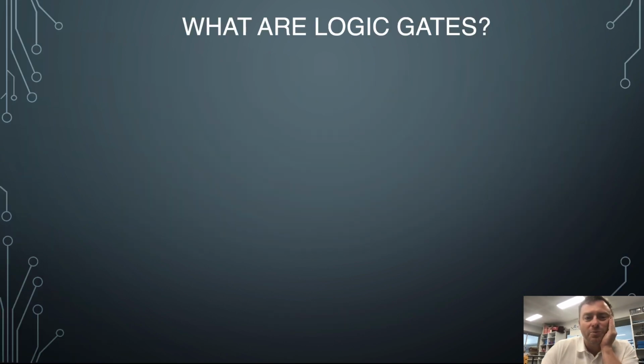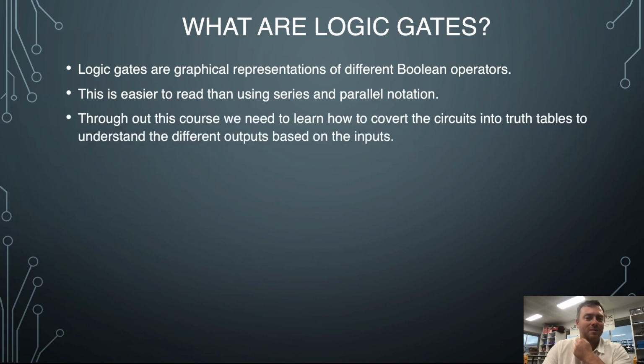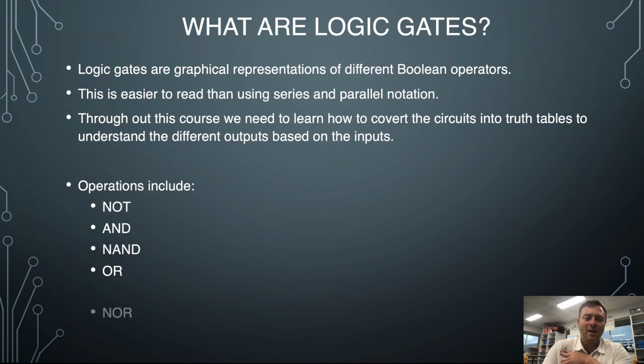So the way logic gates work, they're graphical representations of the different Boolean operators that you need to learn. They're easier to learn using series and parallel notation because they're just way easier to do. And you basically convert these circuits into truth tables. So the operations that you have are NOT, AND, NAND, OR, NOR, and XOR, and then XNOR.